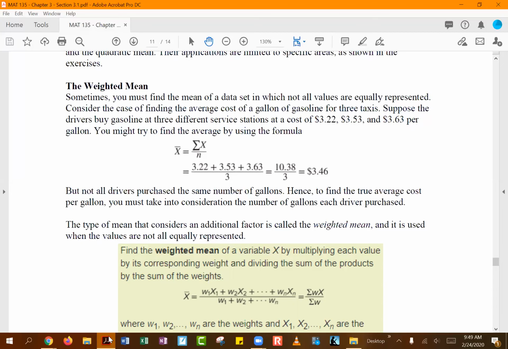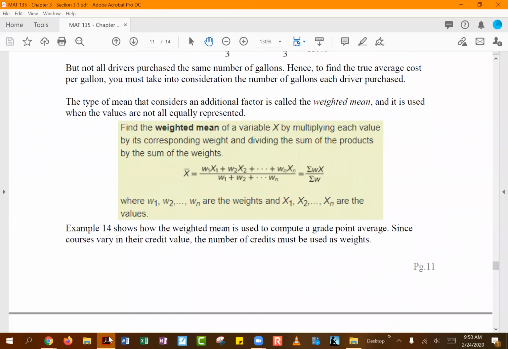So you have to actually take the number of gallons into consideration, and that's where, instead of just taking a regular mean, we do this weighted mean, where you actually have to take how many gallons they pumped, multiply that with the price for the gasoline, and then calculate your average. So if you look at the formula for the weighted mean, they're saying you start by taking your variable x, multiplying each value by its corresponding weight, and then dividing the sum by the sum of your weights.